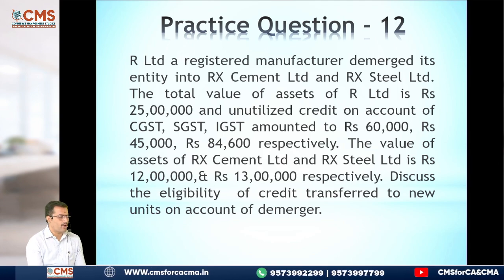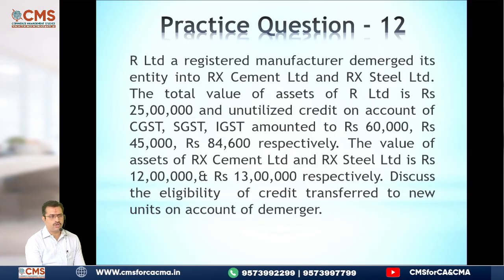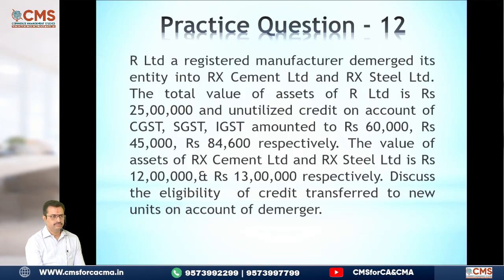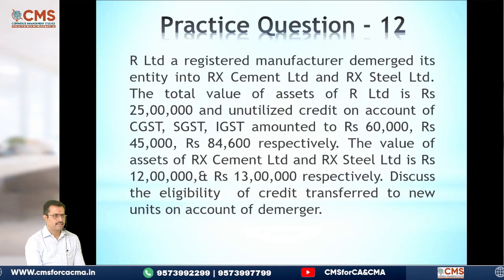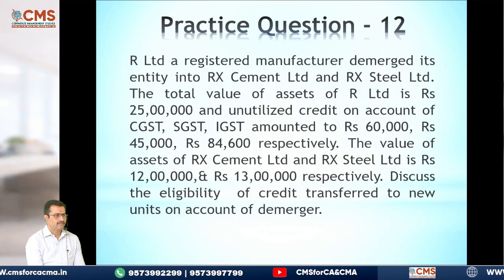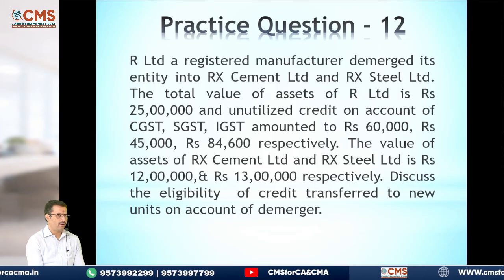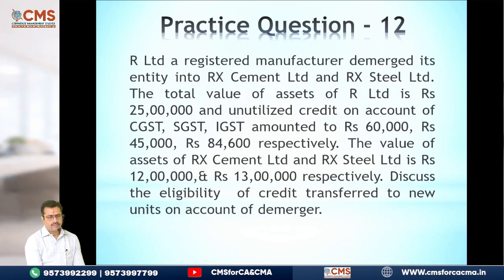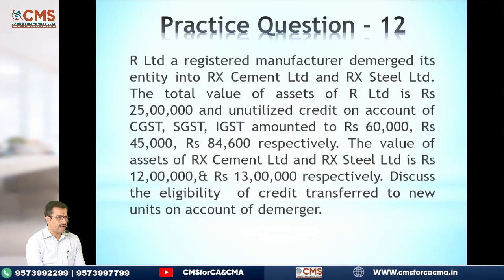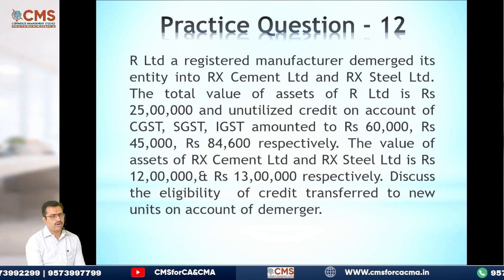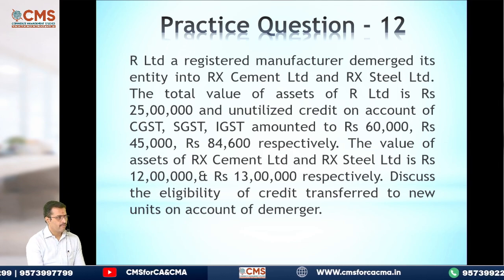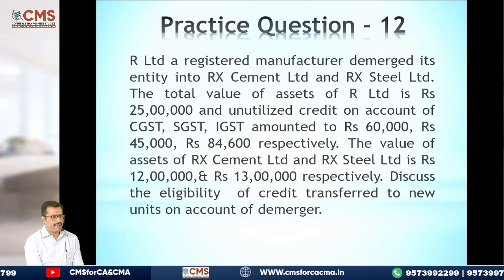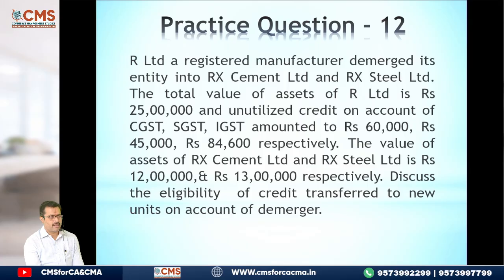How much is SGST in the problem? 45,000. So 45,000 into, again, the same, 12 by 25, 13 by 25. 21,600 and 23,400. Lastly, IGST is there. How much? 84,600 into, again, 12 by 25, 13 by 25. 40,608 and 43,992.